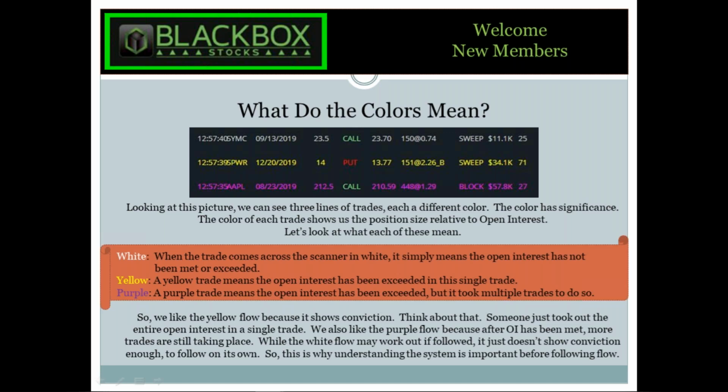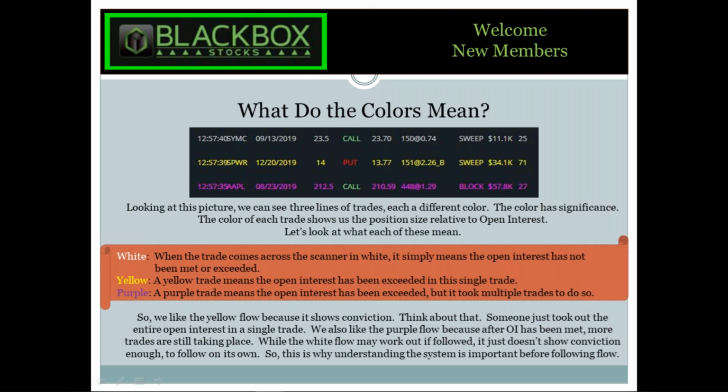So before I move on, any questions on the colors? There's one. Can you show an example of OI and flow together?